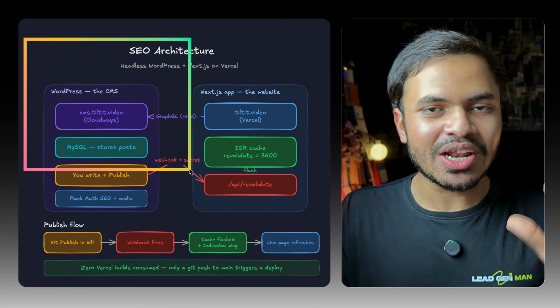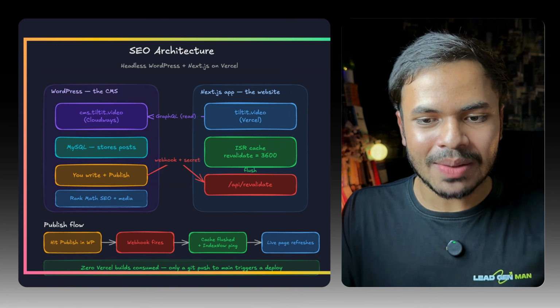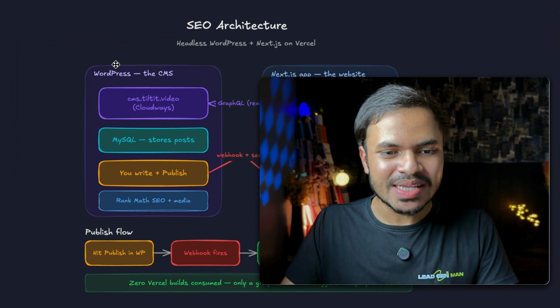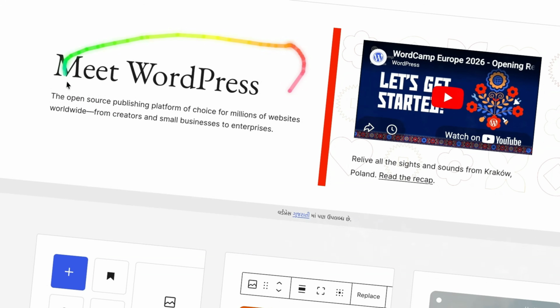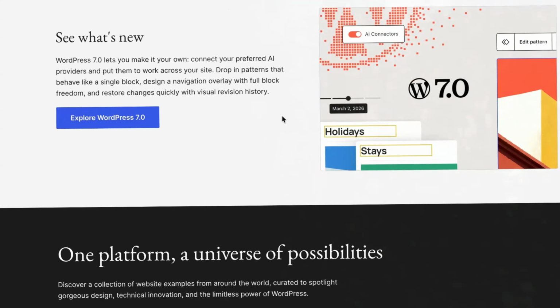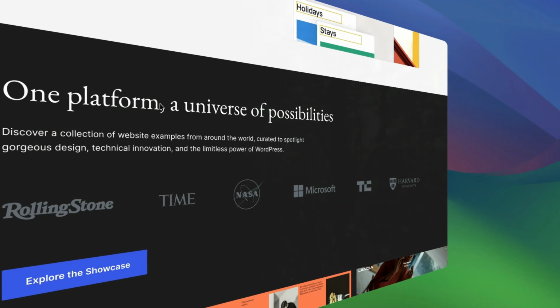So let me show you how you can achieve the same for a software, marketing website, landing page, or whatever you want to accelerate your SEO on. Starting with the CMS, we are using WordPress, which is a free and open source content management system that allows you to create and manage blogs and websites without writing a single line of code.